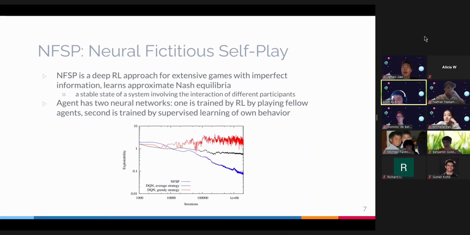And our agent for NFSP has two neural networks. One is trained by RL by playing against other agents, based on whatever agents we train it against. And then the other one is trained by supervised learning, where it looks at its own behavior.